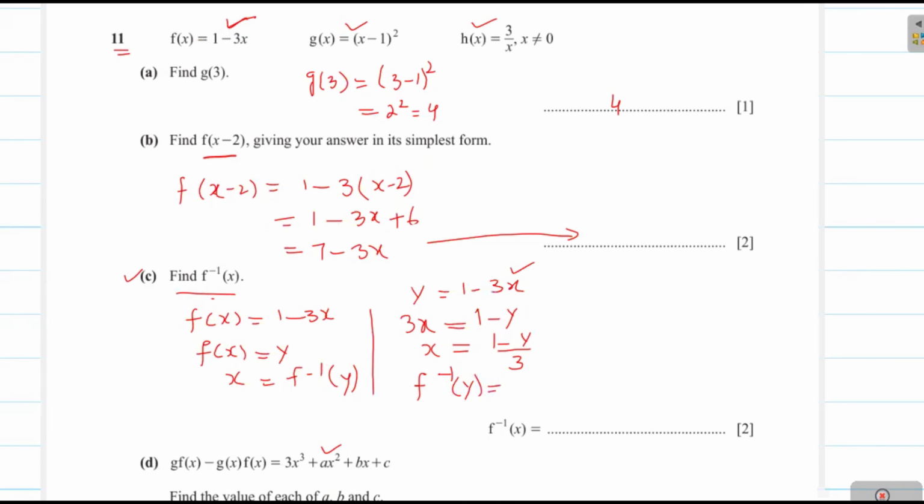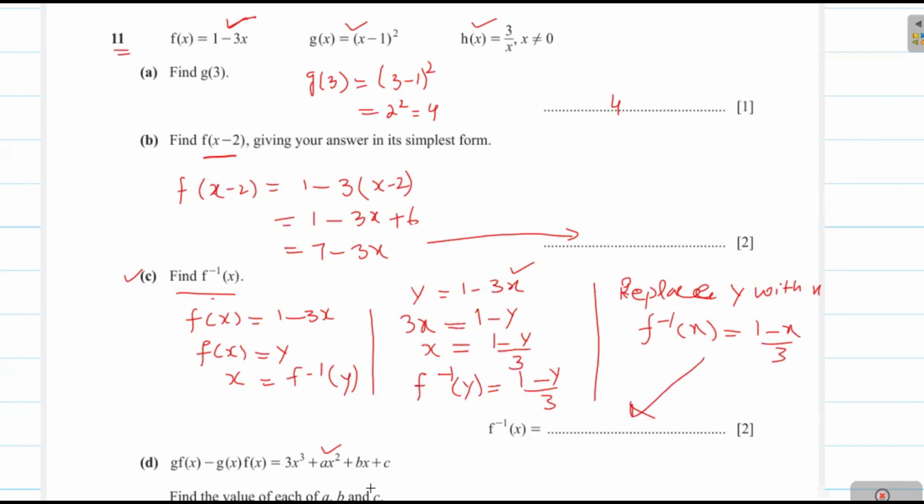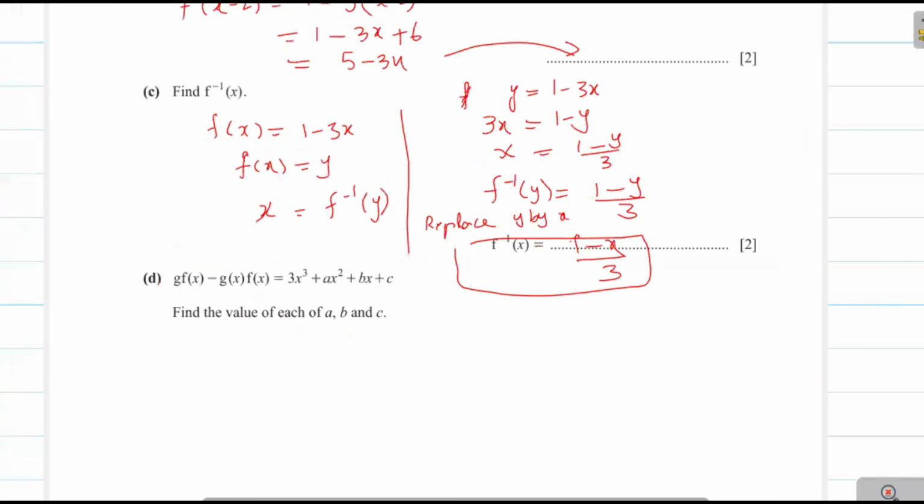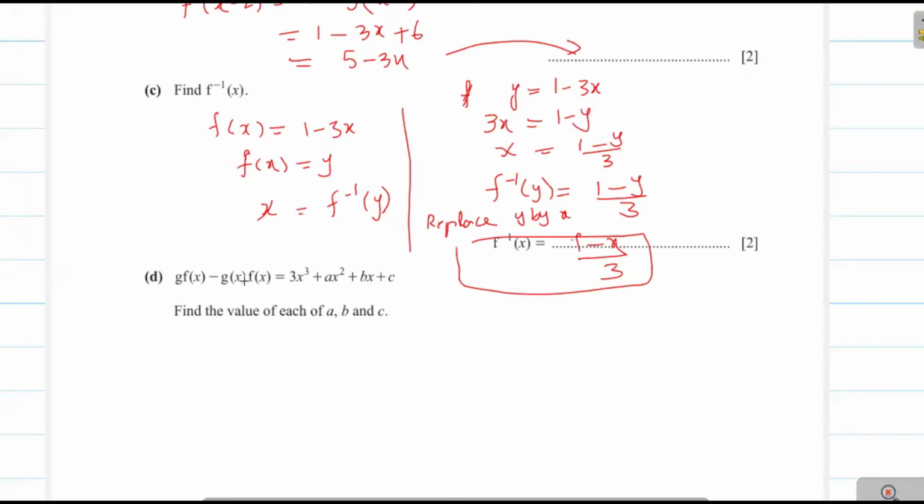y. We write it as f inverse of y equal to 1 minus y over 3, and for f inverse of x we replace y with x. Therefore, we write here f inverse of x equal to 1 minus x over 3, and this is the answer.